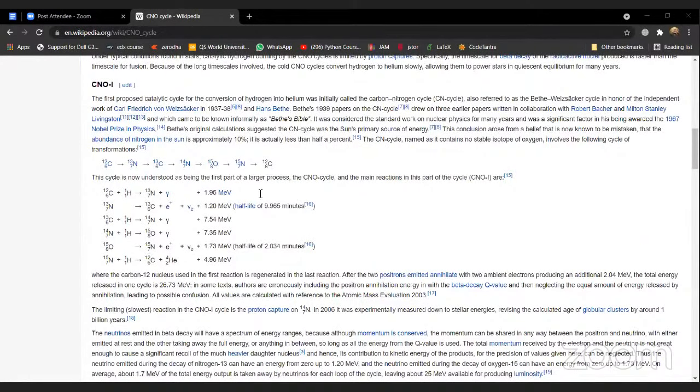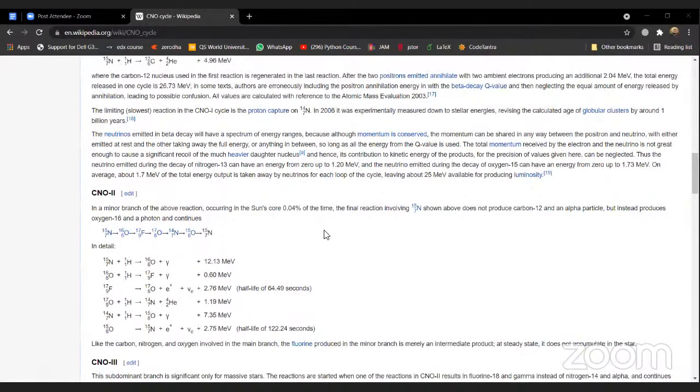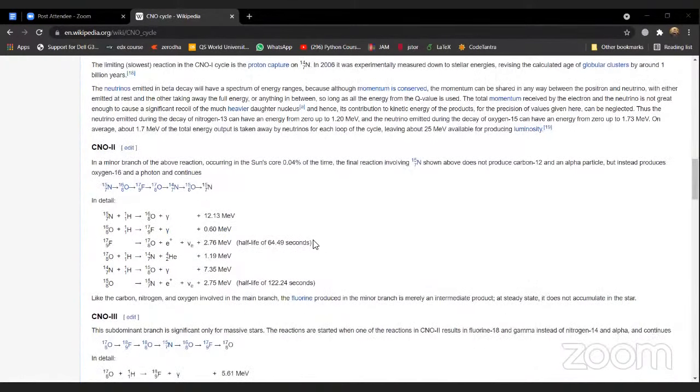The probability of this happening is 0.04% of the time, meaning most of the time the CNO1 cycle itself is followed. 0.04% of the time, this cycle is followed. So what happens here is very similar to what happens in all the CNO cycles.